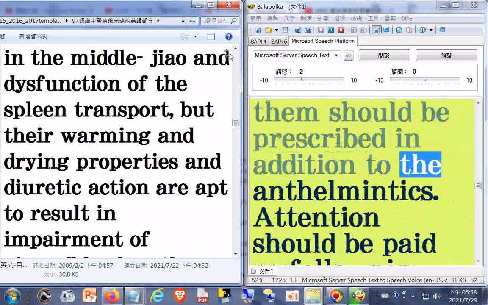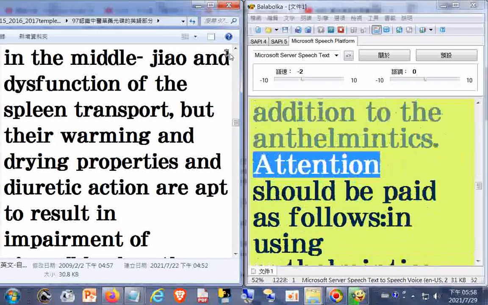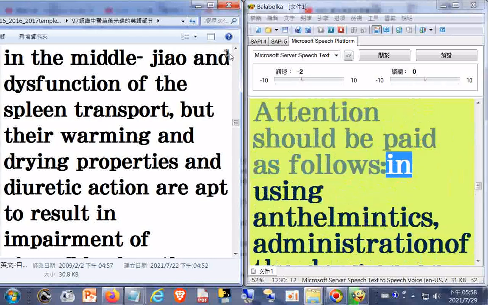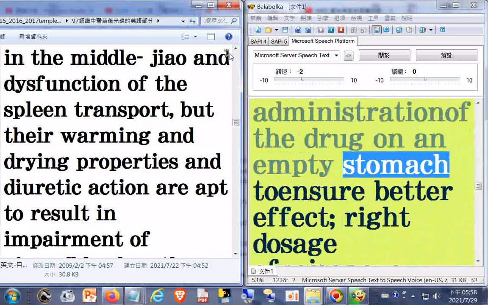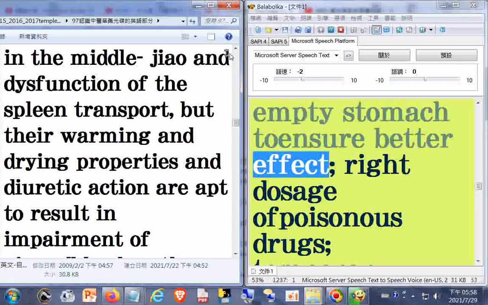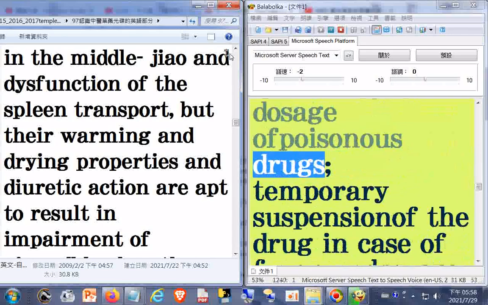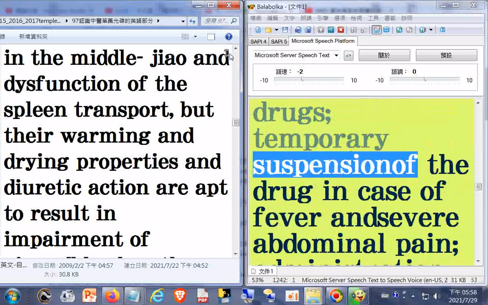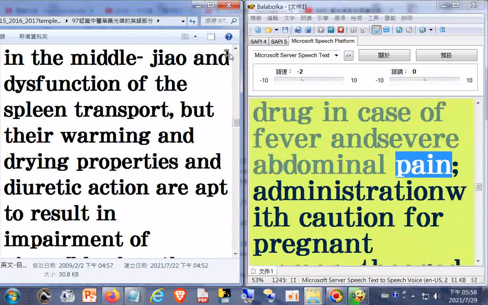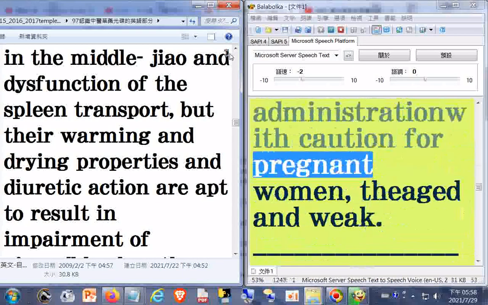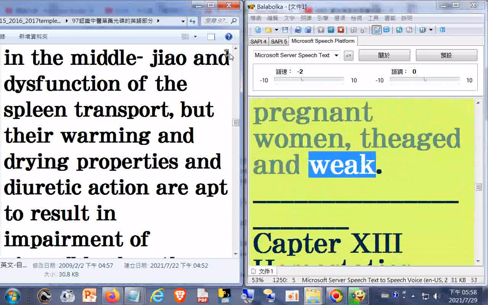to the anthelmintics. Attention should be paid as follows in using anthelmintics: administration of the drug on an empty stomach to ensure better effect, right dosage of poisonous drugs, temporary suspension of the drug in case of fever and severe abdominal pain, administration with caution for pregnant women, the aged and the weak.